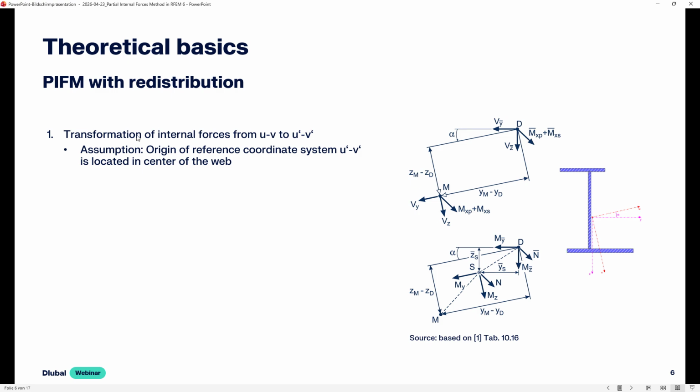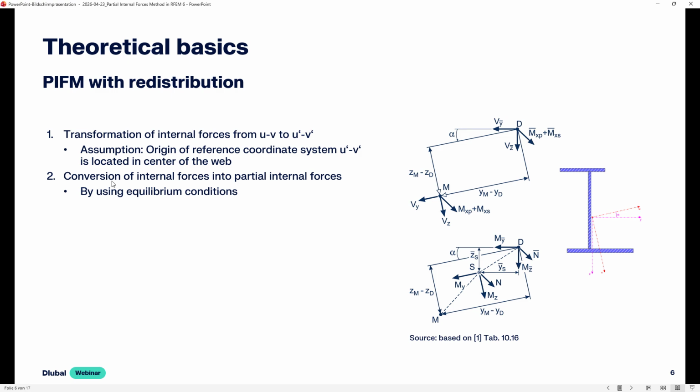Okay, and you can also see the transformation in this figure here. So we have our original internal forces, and they have to be transferred to the center of the reference coordinate system, which would be this one here. Okay, once we have done this transformation, we can proceed with the next step for this method.